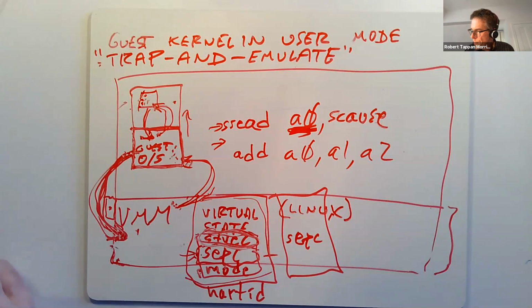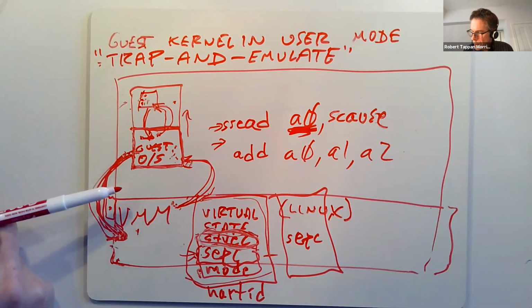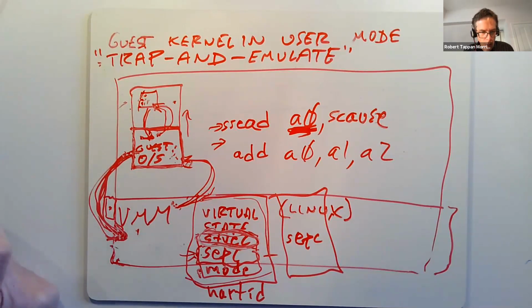Okay. We have two remaining pieces of business, which are quite important. One is, what about page tables? And the other is, what about devices? So the page table, there's two pieces to that.